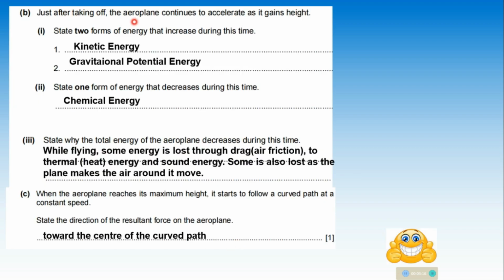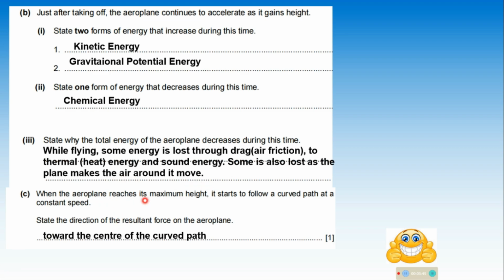Just after taking off, the aeroplane continues to accelerate as it gains height. State two forms of energy that increase during this time: kinetic energy and gravitational potential energy. State one form of energy that decreases during this time: chemical energy. State why the total energy of the aeroplane decreases during this time. While flying, some energy is lost through drag, air friction, to thermal energy and sound energy. Some is also lost as the plane makes the air around it move.